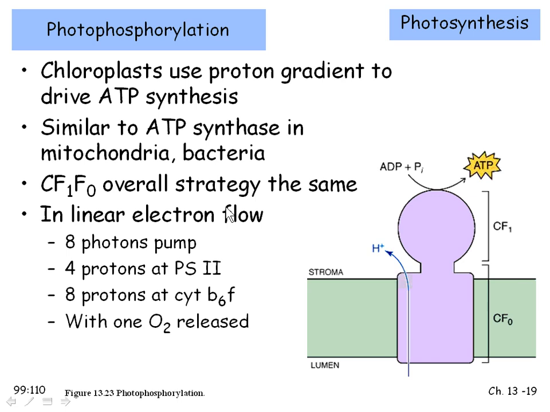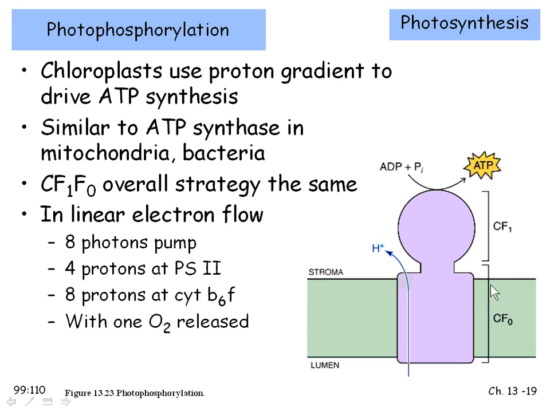And what we're going to see is it's extremely similar to the way in which mitochondria make ATP. There's a chloroplast ATP synthase. It's got a membrane-embedded component and another component that is attached to it but projects into the, in this case, the stroma instead of the matrix.